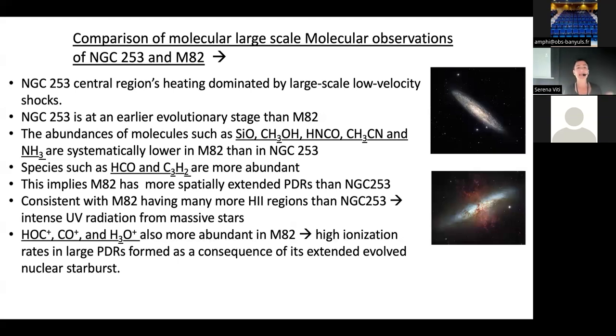For example, the ions HOC+, CO+, H3O+ are much more abundant in M82, and this is consistent with the UV driver being more dominant in M82, okay? So decades and decades of studies, only summarized here in a very simplified way, but what I wanted to show you is how we can use molecules to determine the drivers, the physical processes which are dominant in a galaxy.